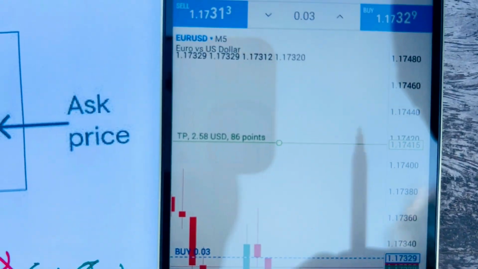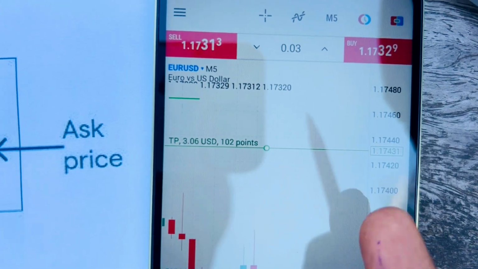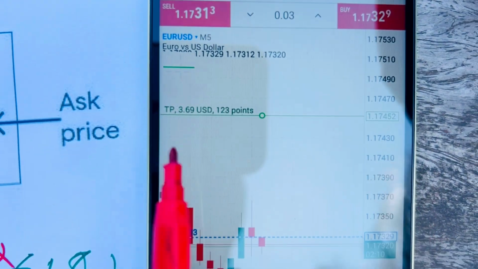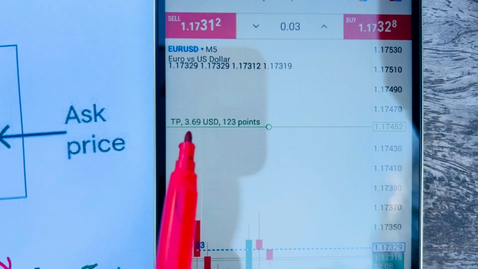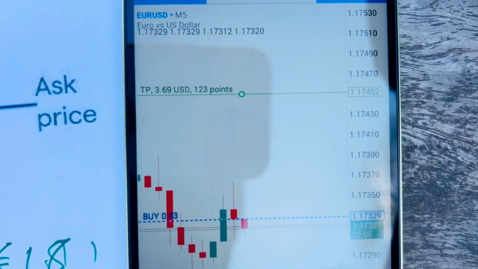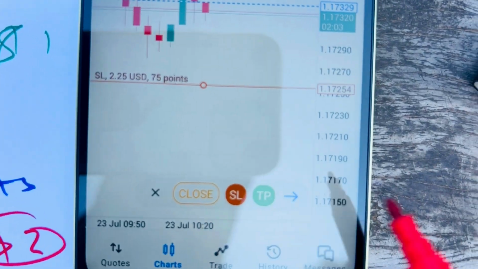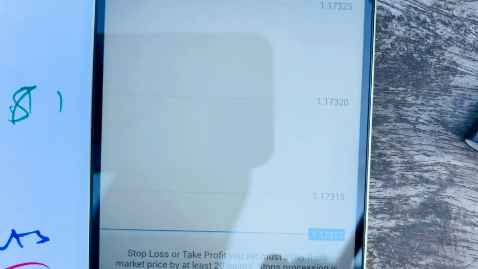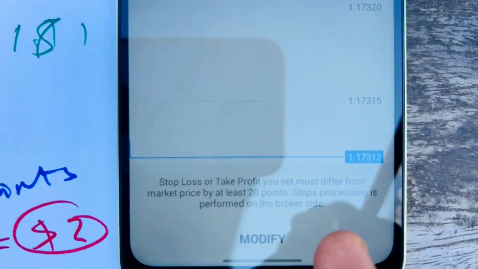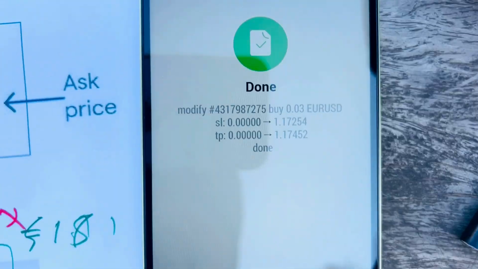Now you can also do the same for TP. If right now we can tap and drag, and we're comfortable with where we want to set a take profit, we see the number of points, we see the value there. It's important. So now we can go ahead and modify this. For those who are failing to set a stop loss, this is an easy way for you to set a stop loss. And then the order is modified.